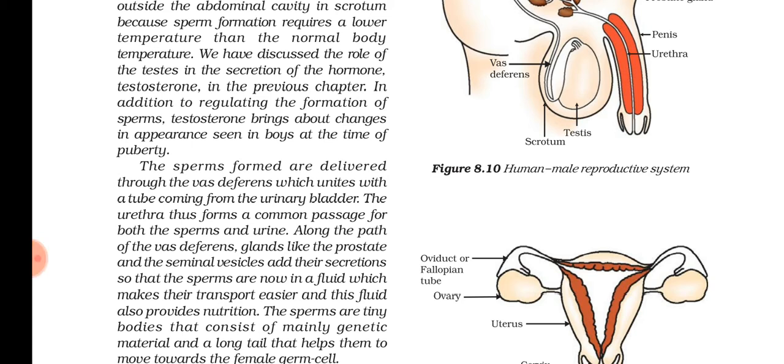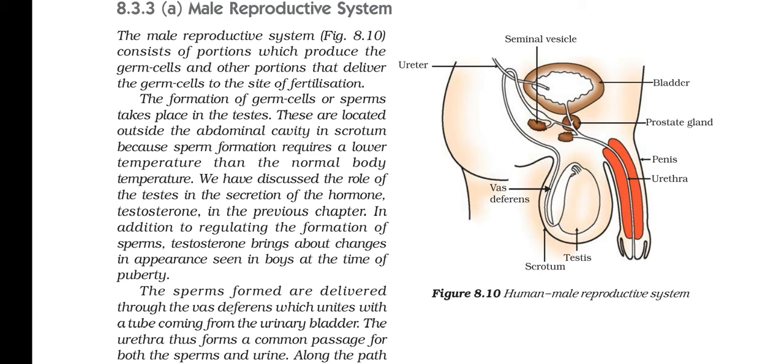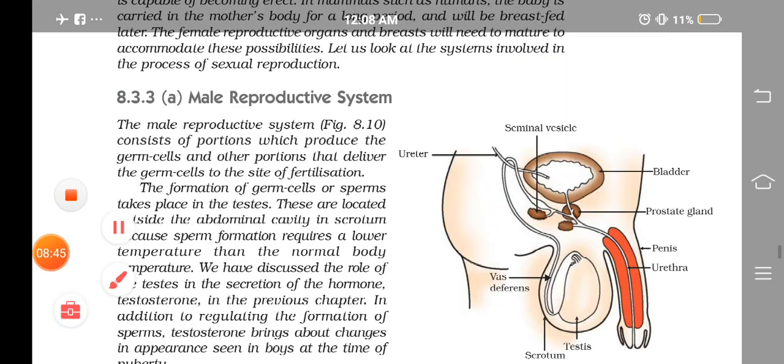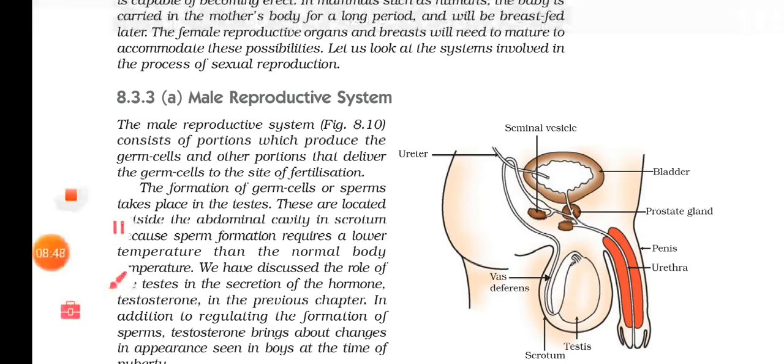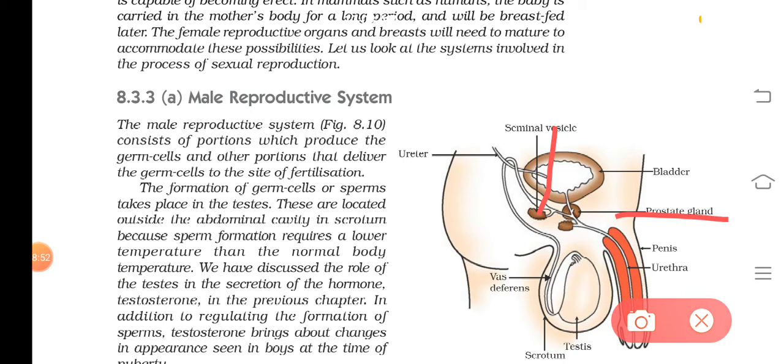And on their way there are various glands like the seminal vesicles. Then you can see the prostate glands. Seminal vesicles, prostate glands, etc. also secrete various secretions. The prostate gland and seminal vesicles secrete these secretions into the tube, and now the sperms will be in a fluid medium, and that fluid medium is semen.